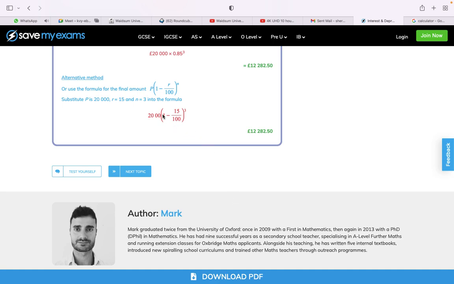Is that okay? So look at it. Put it in the formula. This is the formula for things that depreciate. So if you put it in the formula, you put 20,000. There's an omission of a 0 here by mistake. So this is 20,000 into 1 minus 50 over 100, then raised to power 3. If you evaluate this in a calculator, you're going to get 12,282.50. Is that okay?